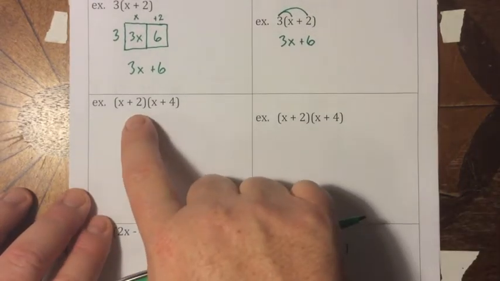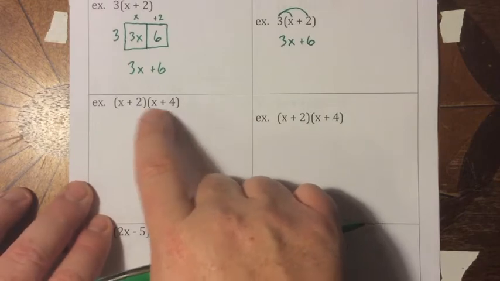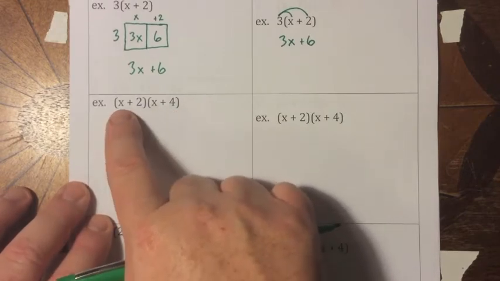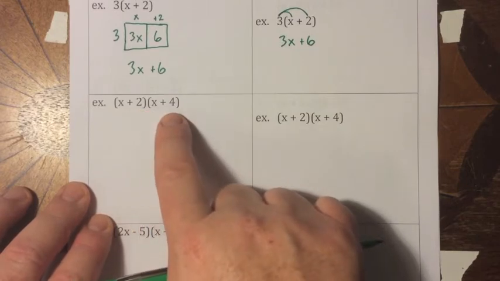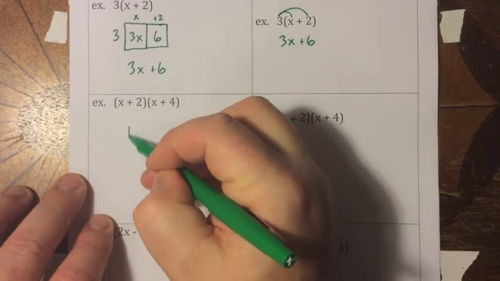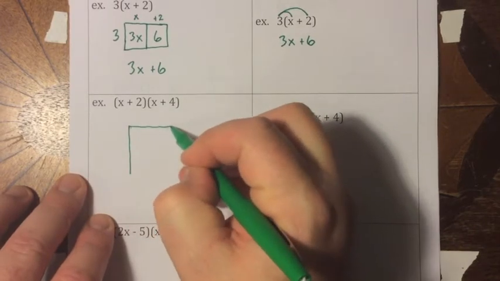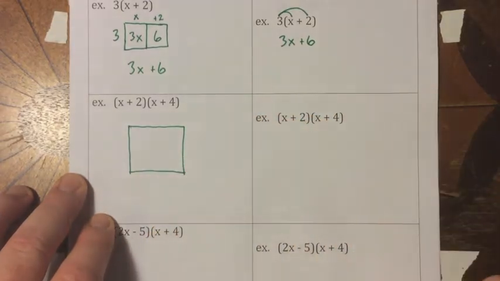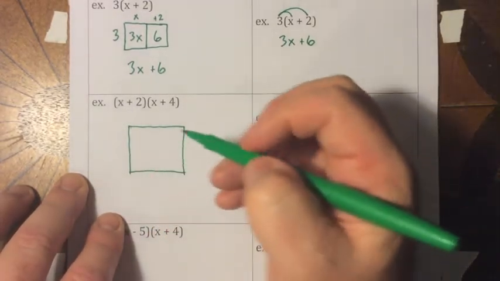So here I have a binomial times a binomial. I have x plus 2 times x plus 4. I'm going to have 2 terms here and 2 terms here, and thus I'm going to be able to make myself a square. Mine tend to always work out to be a rectangle, but this is what we're going to end up doing here. So here's my square slash rectangle, if you will.